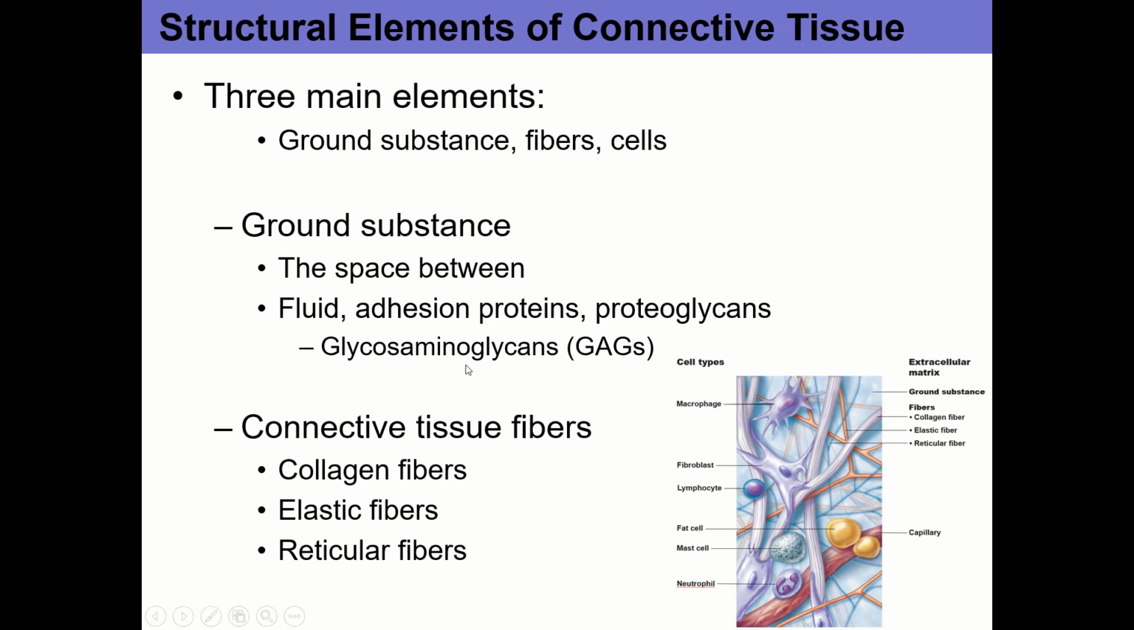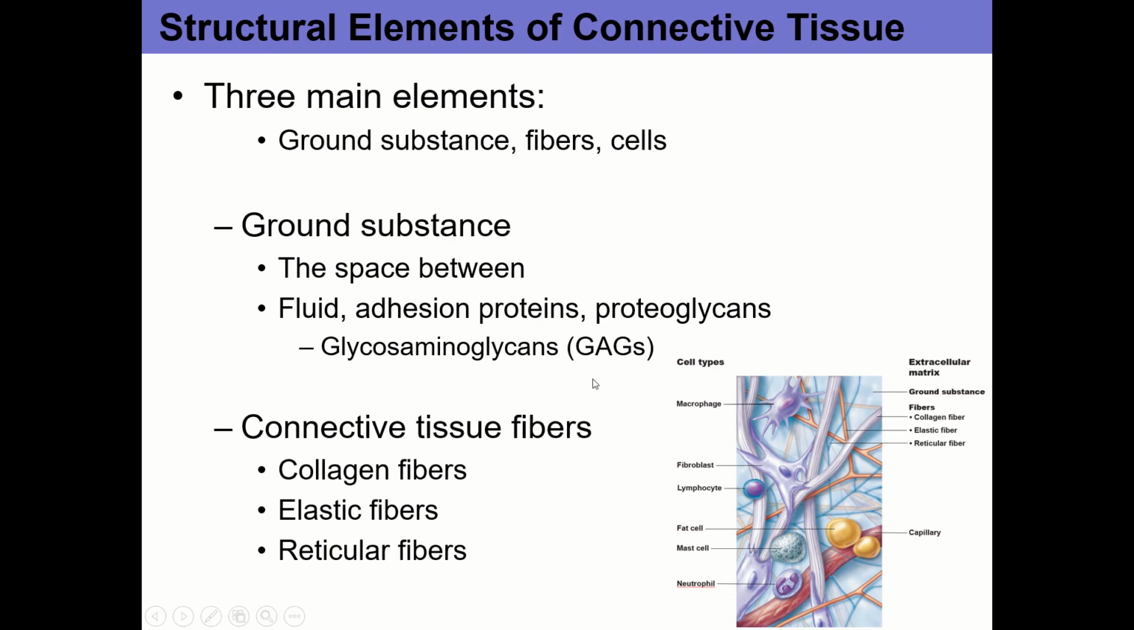Also includes adhesion proteins, which I won't ask you about, but adhesion proteins are proteins that help our little cells stick to the extracellular matrix, and includes proteoglycans. What are those? A proteoglycan is a combination of protein and sugar, and it's not just one in one, it's multiples, right? The most relevant type of proteoglycan is called a glycosaminoglycan, or GAG for short.